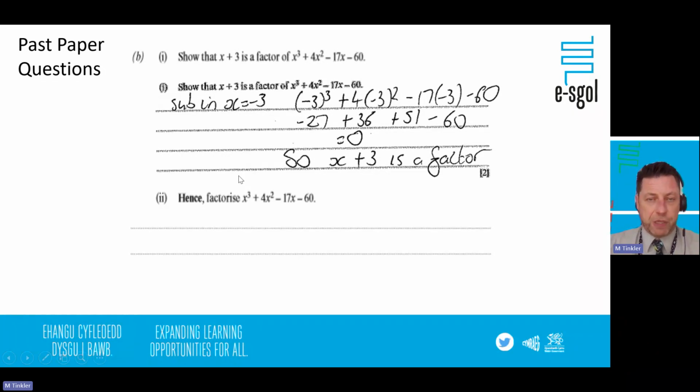Hence factorize. So I know my first bracket is going to be x plus 3. Then you've got to set up a wider bracket with an x squared term in, an x term in, and I would call it a planet Earth term, but a term without any x's at all in. I'll give you a chance to work on that before I show you my complete answer for dotty 2.